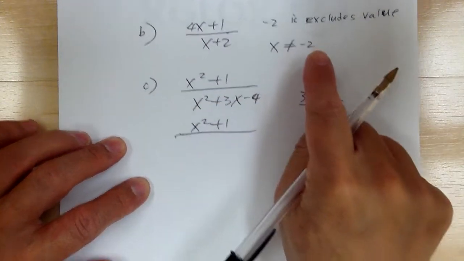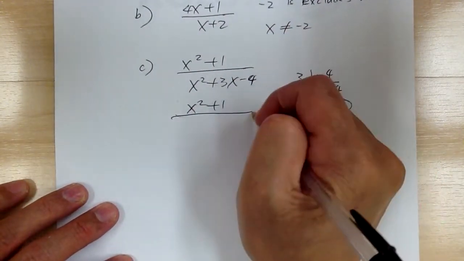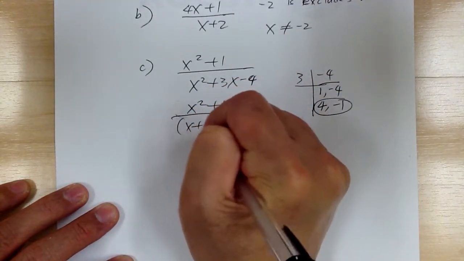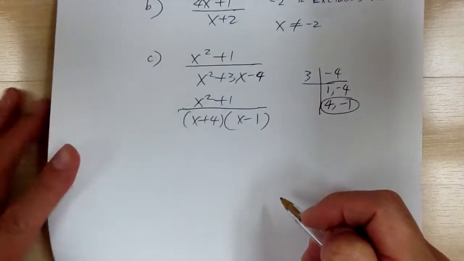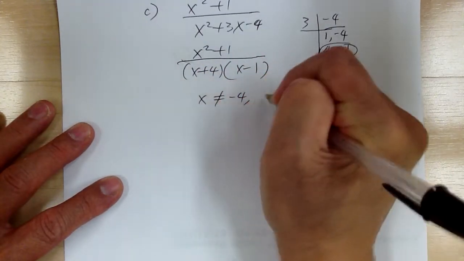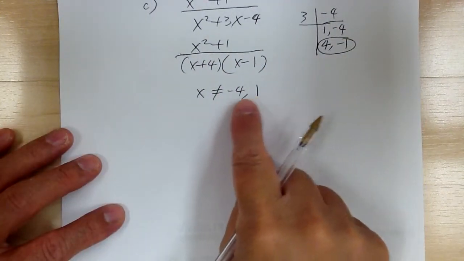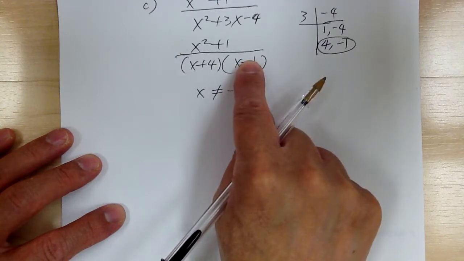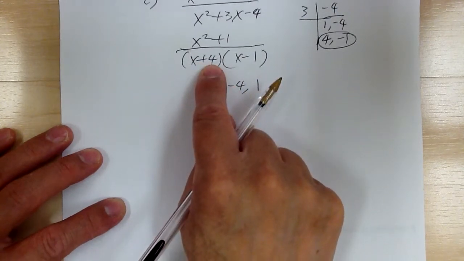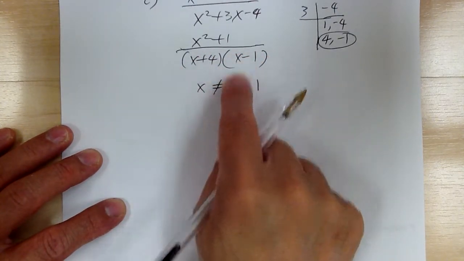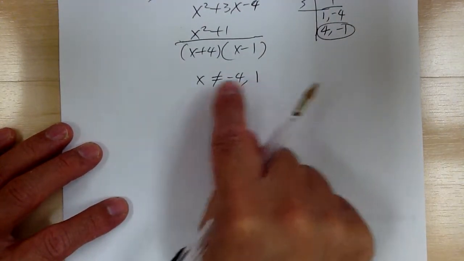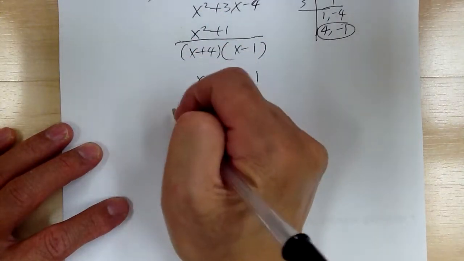Again, when you're looking for excluded values, don't worry about what's on the top. The top does not matter. On the bottom, you're going to get (x plus 4)(x minus 1). So your excluded values would be -4 and 1. So x cannot equal -4 and cannot equal 1. Because when x equals 1, it will make this equal to 0, and when x equals -4, it will make this equal to 0. Either one, when you multiply, you end up with 0, and that's not allowed. So these are your excluded values, the values that you're not allowed to have for x.